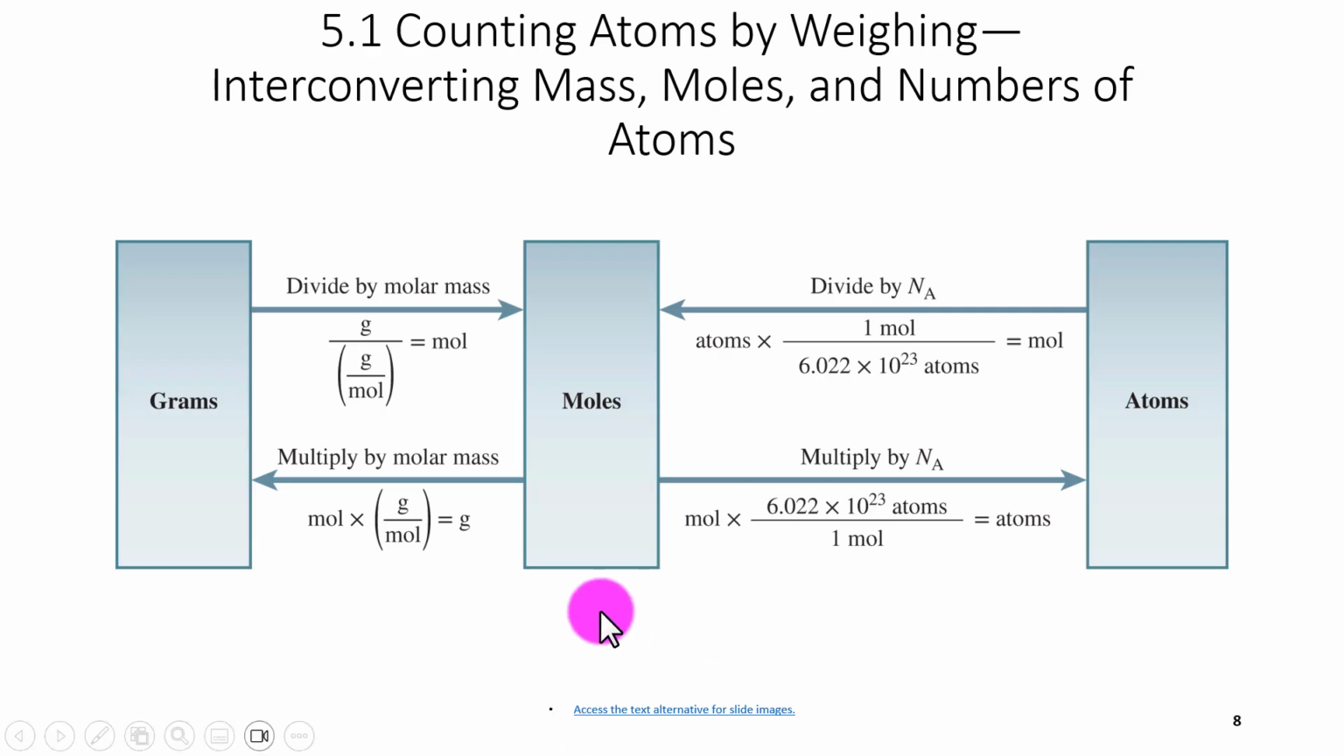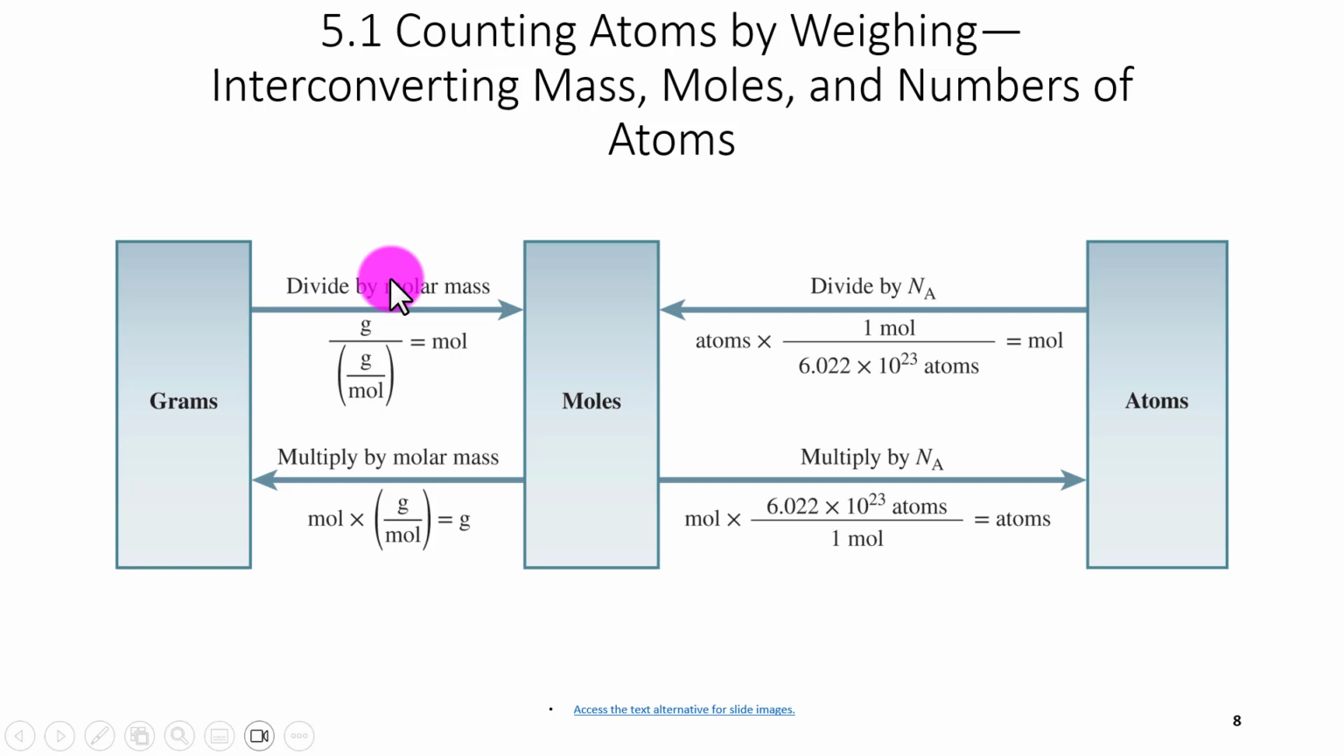Now here is kind of a schematic that will help you figure out how to get from one to the other, to interconvert between grams, moles, and atoms, numbers of atoms. Once again, I suggest that you either have this written somewhere in your notes where you can find it all the time or print it out as well. If you are starting with grams, follow the arrows. What does the problem give you? So if it gives you grams and it wants you to calculate atoms, first you divide by the molar mass to get the moles.